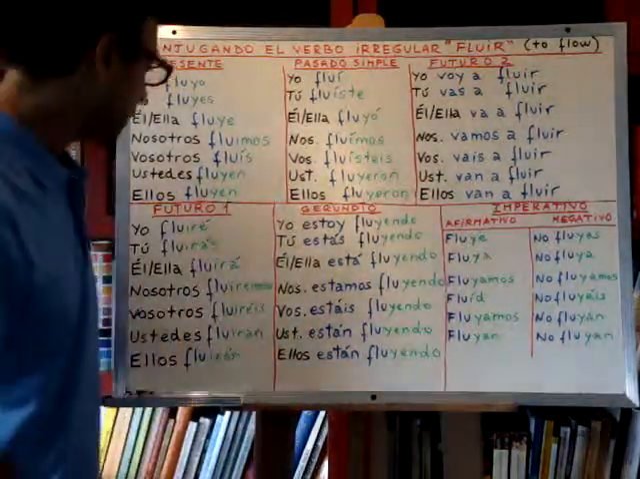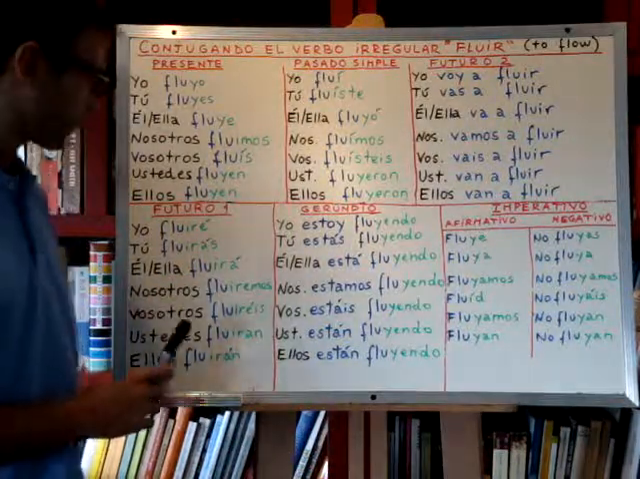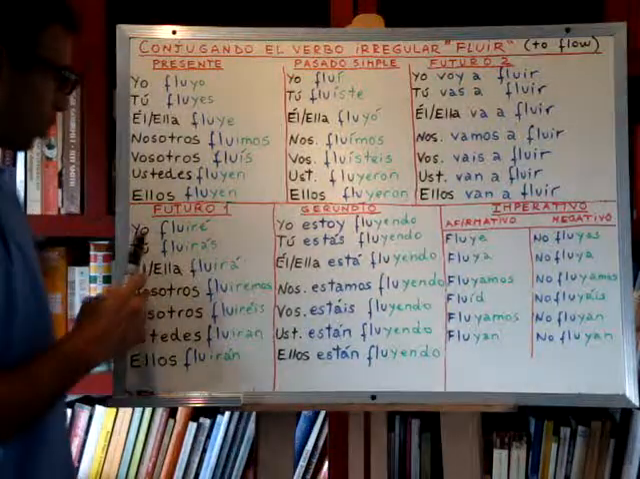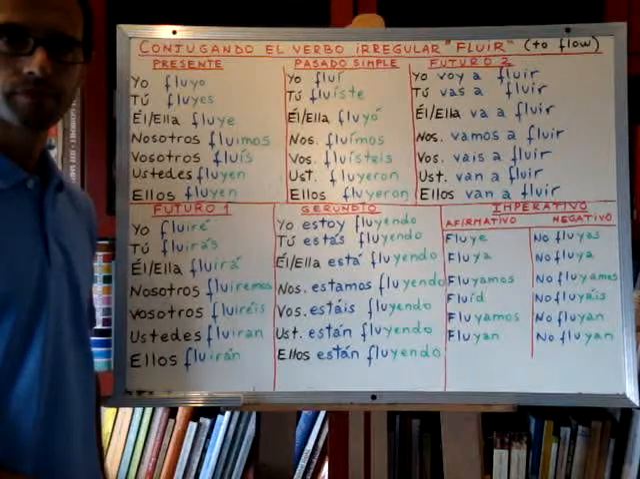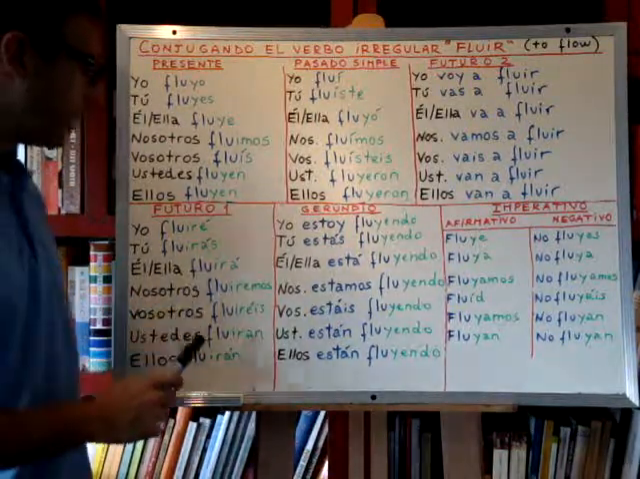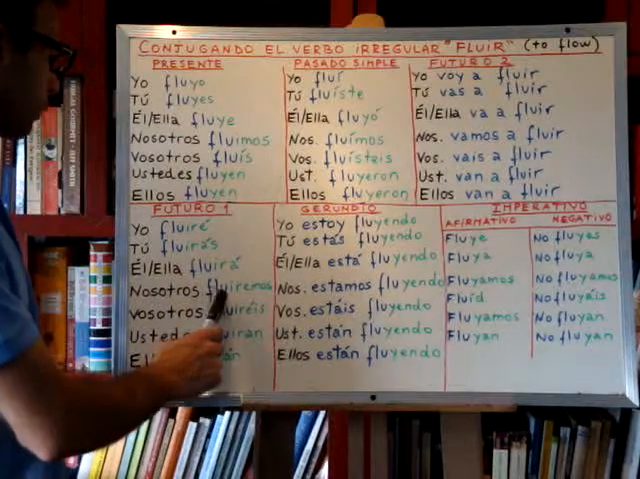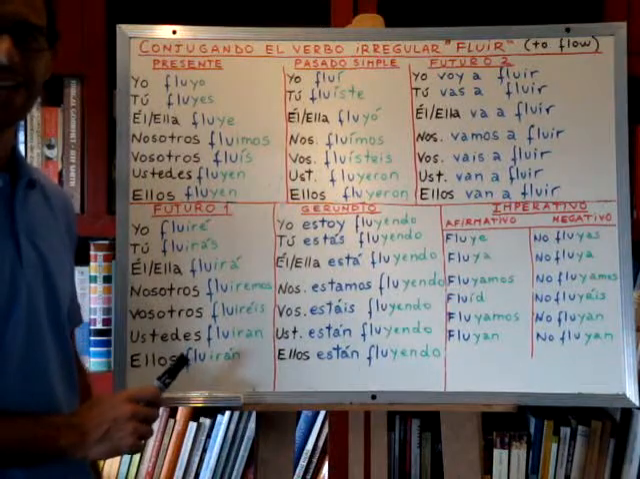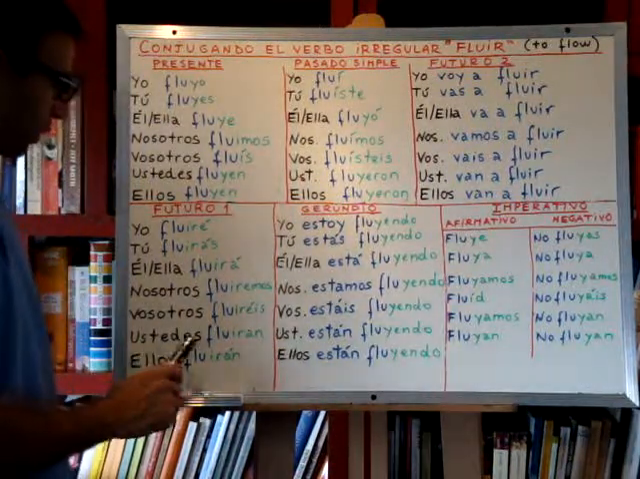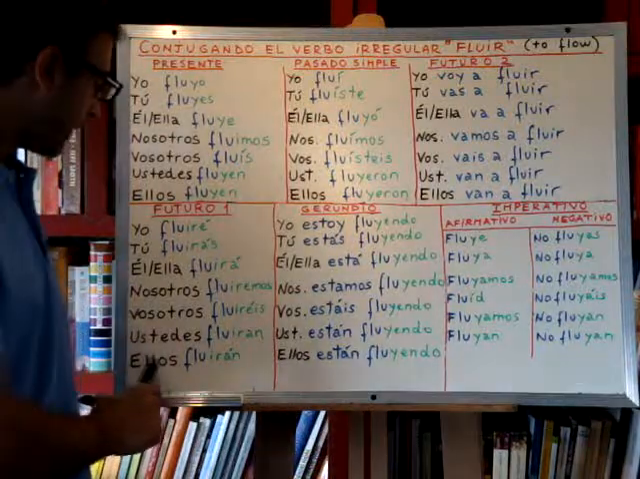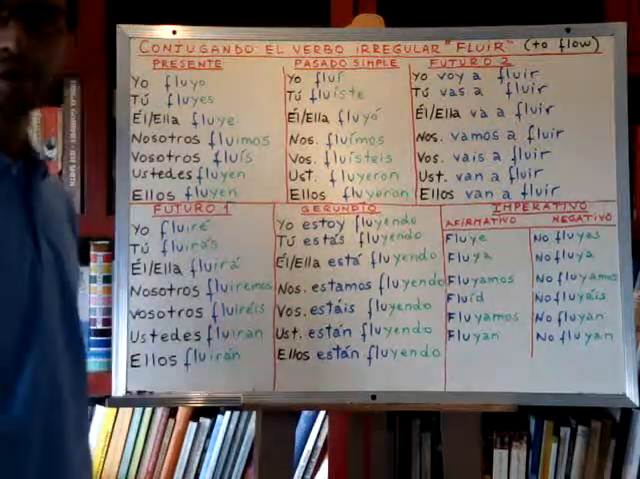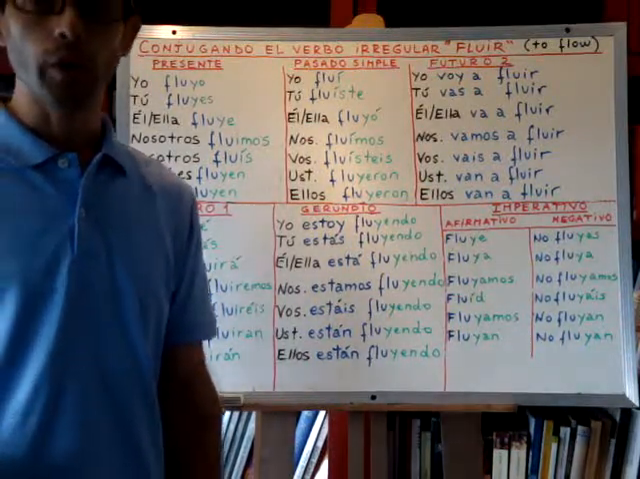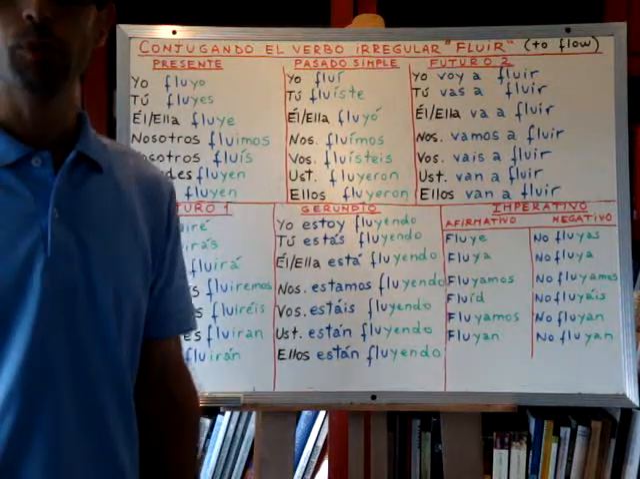Let's see the simple future. Yo fluiré, I will flow. Tú fluirás. Él fluirá, he will flow. Nosotros fluiremos. Vosotros fluiréis. Ustedes fluirán. And ellos fluirán, they will flow. So, for example, I want to say, the stream will always flow.